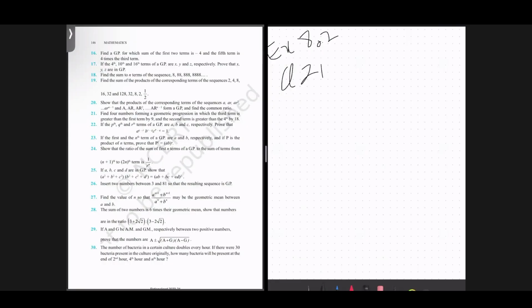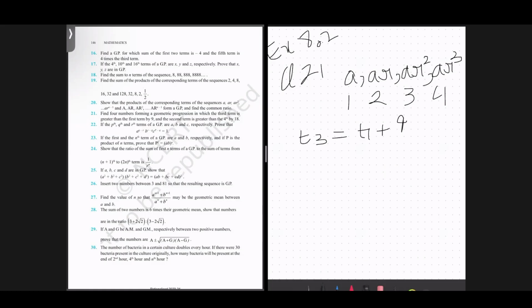Let us assume these particular numbers to be a, ar, ar square, and ar cube. So this is your first, second, third, and fourth term respectively, right? Let us form the equations that have been given to us in the question. The third term is greater than the first term by 9, so T3 is equal to T1 plus 9. And the second equation is that the second term is greater than the fourth term by 18.